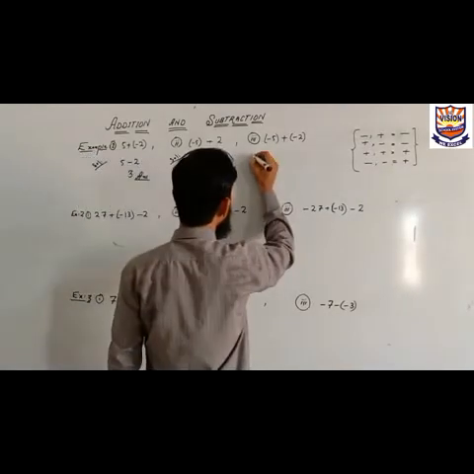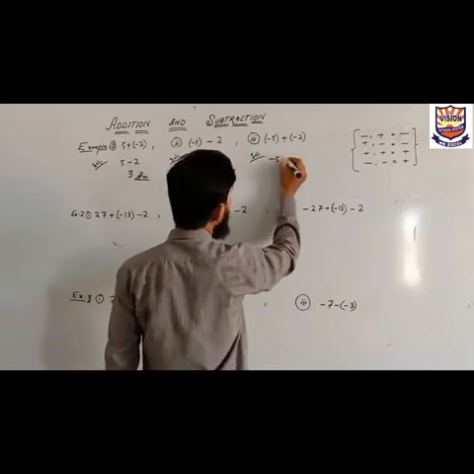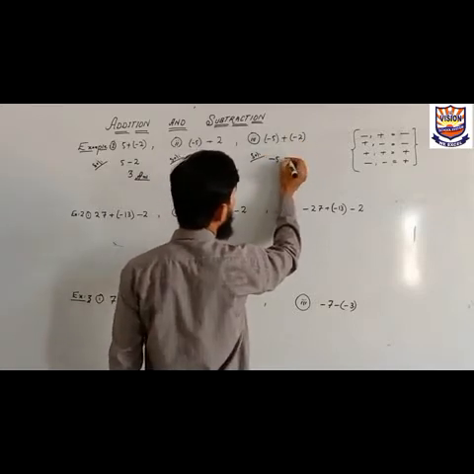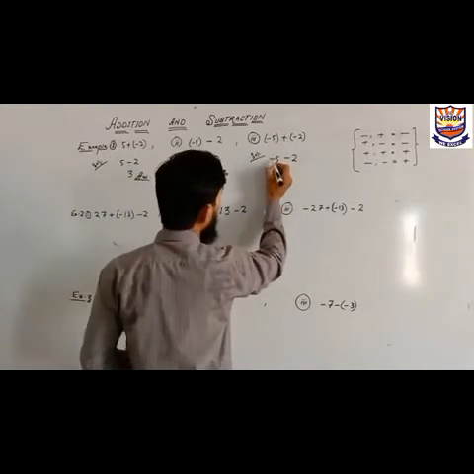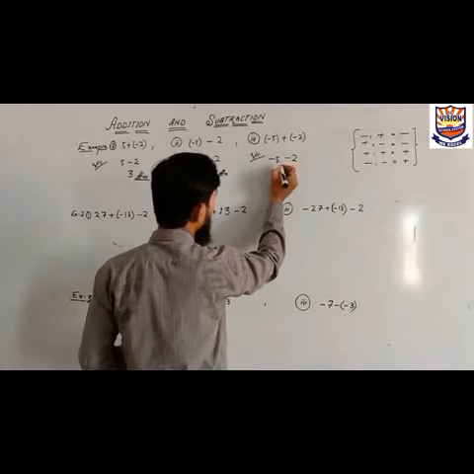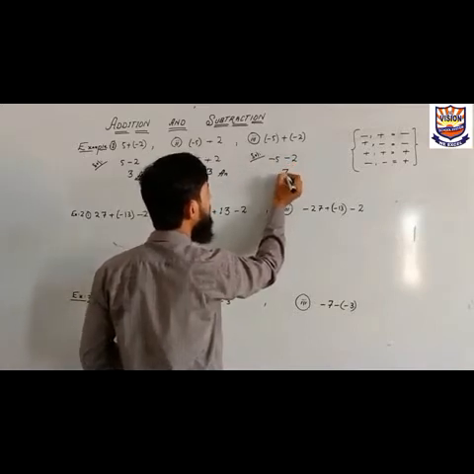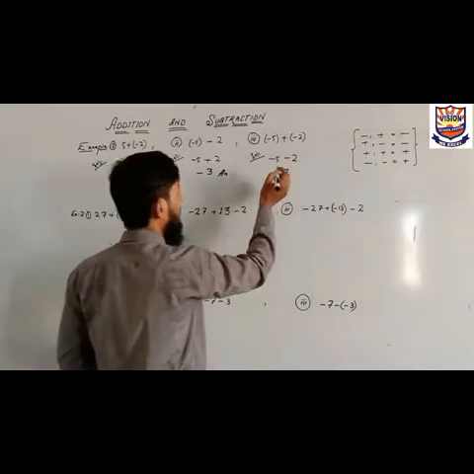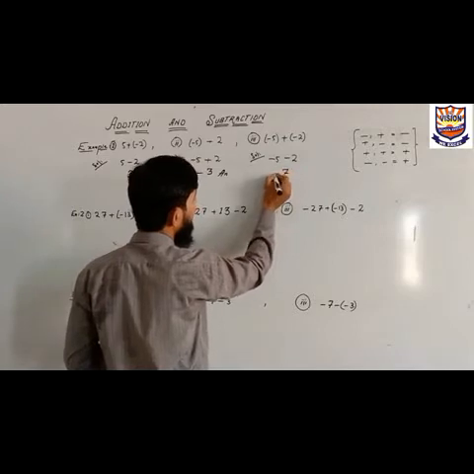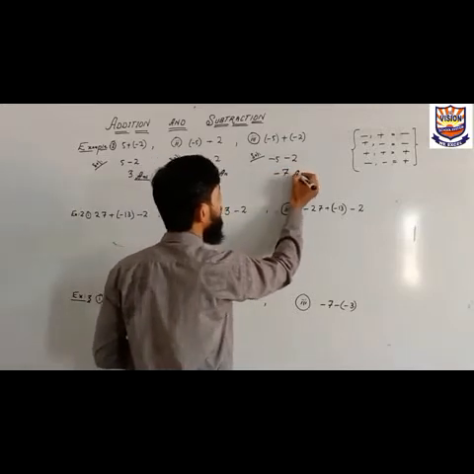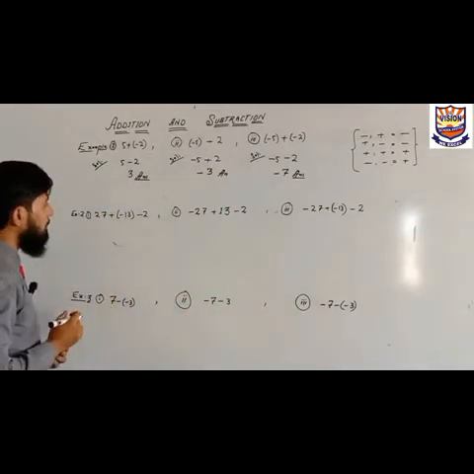Now the third one: minus 5 minus 2. Now which operation will we do? As we know, minus minus is plus, so we will add 2 to 5. 5 plus 2 is 7, and as the number with the negative sign is greater, we will write minus here: minus 7.